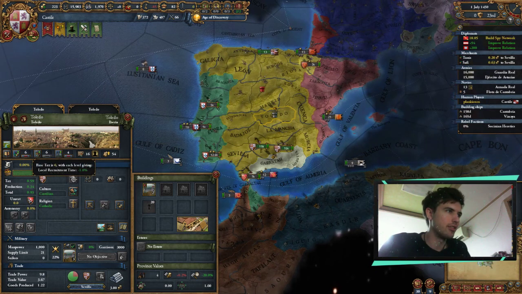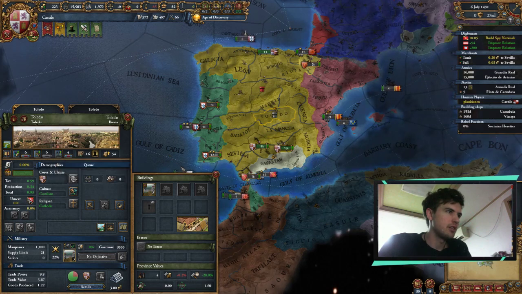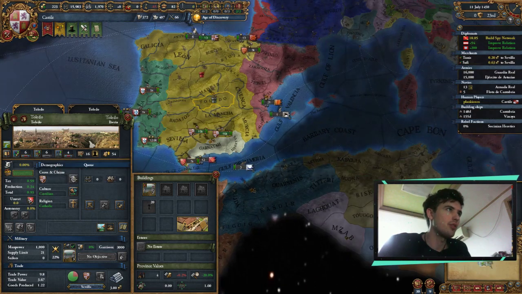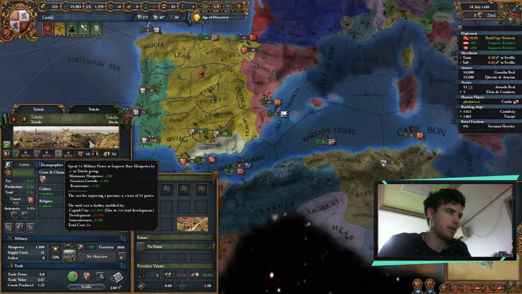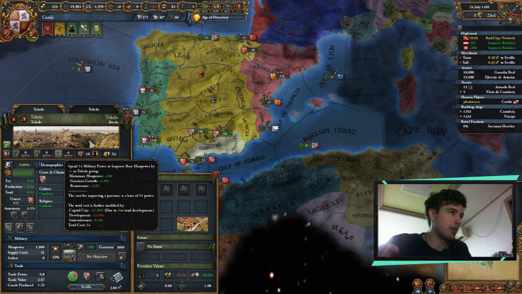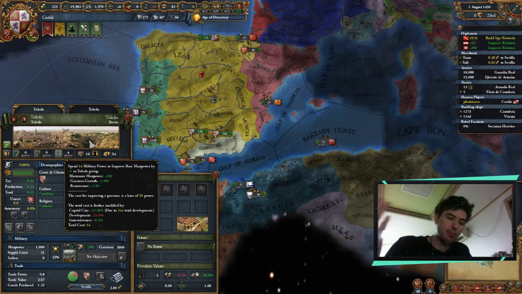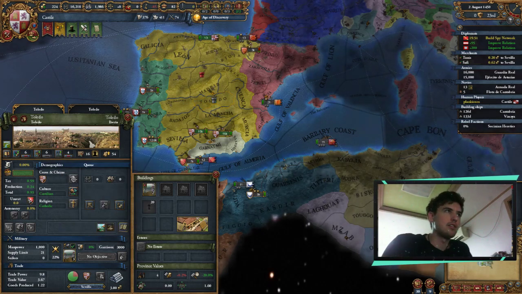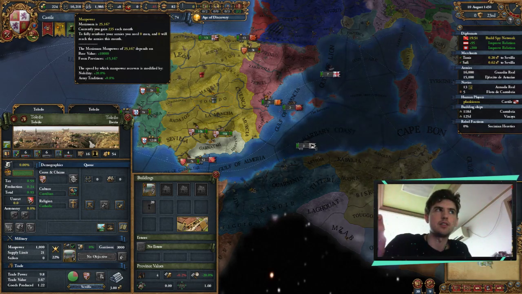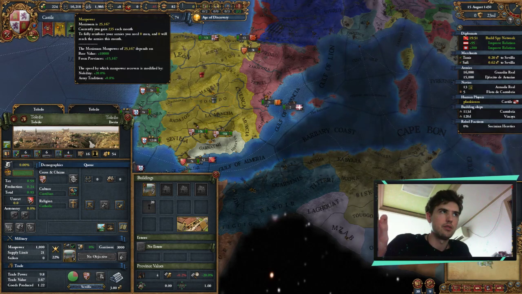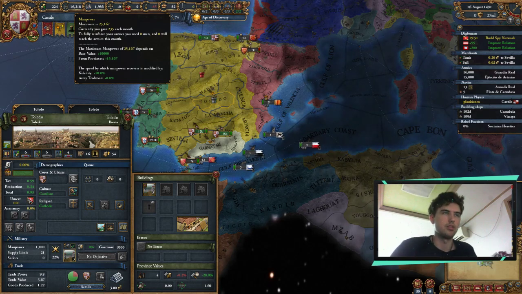You can see these 3 numbers here. These 3 numbers are base tax, base production, and base manpower. We already found out what manpower does, so that one's very straightforward. For every base manpower that you have in a province, it will give you 250 extra max manpower. And the amount of manpower that you gain per month is such that it will take 10 years at the base rate to fully replenish your manpower.